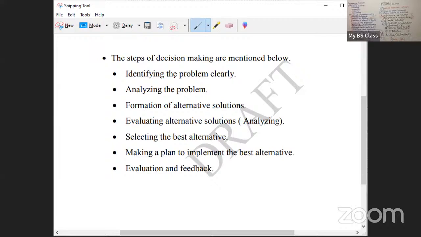So likewise, there's a relationship with each and every step. Everything is interconnected.